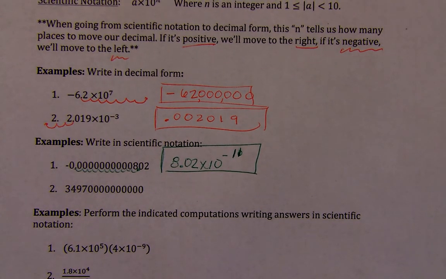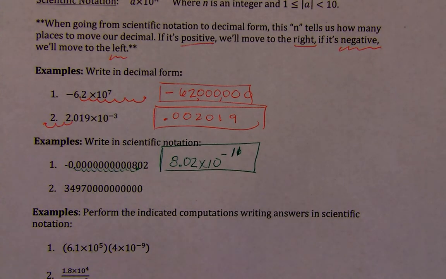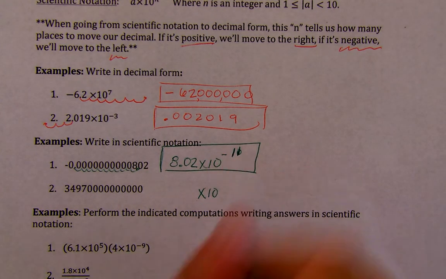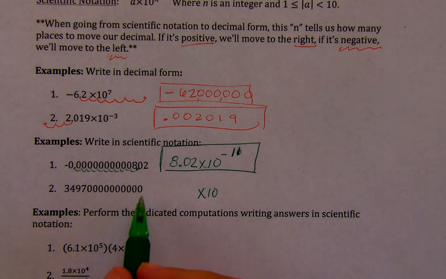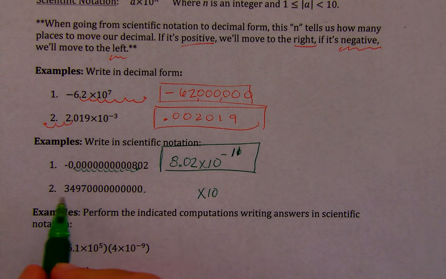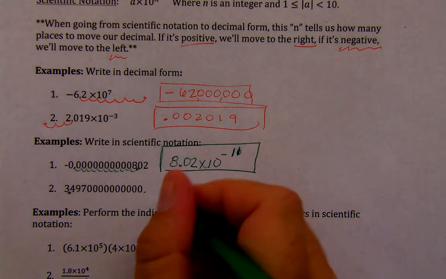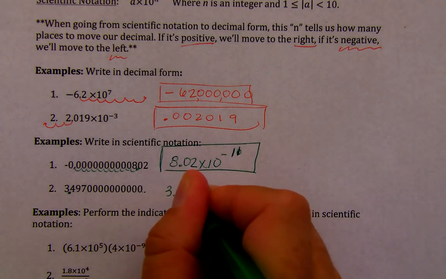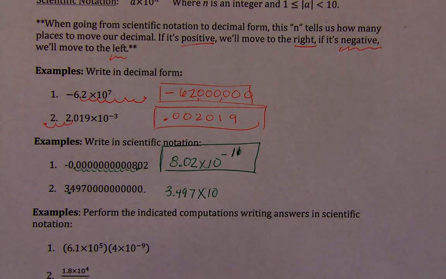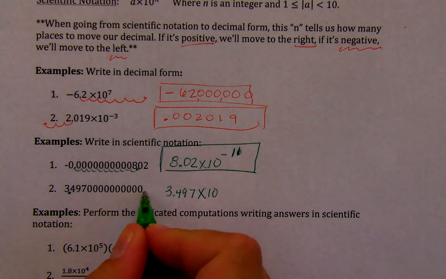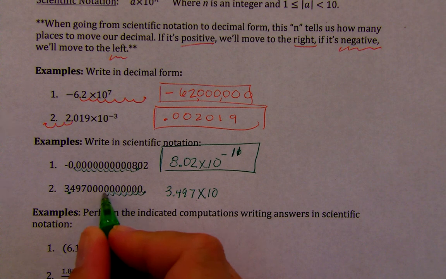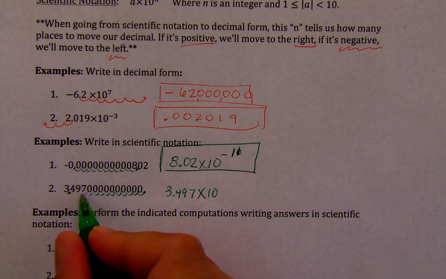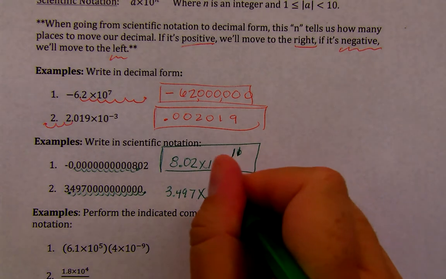Now the next one is a very large number, so it's closer to our first example above, which tells me that my exponent is going to be positive. And I want my a value to be between 1 and 10, so moving my decimal from here, if I put it right here, my a value is 3.497, which is between 1 and 10. And now again, it's just figuring out how many places did my decimal move, since we already know it's positive. 2, 3, 4, 5, 6, 7, 8, 9, 10, 11, 12, 13. So 13 spaces.